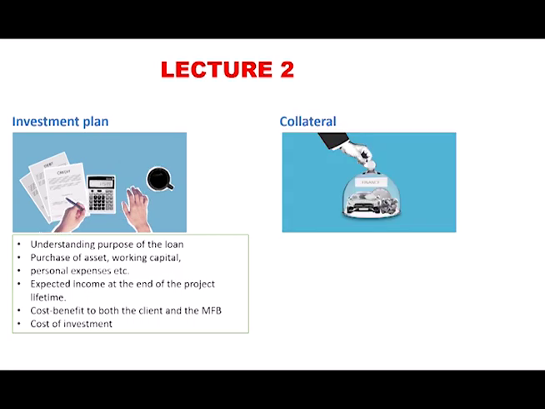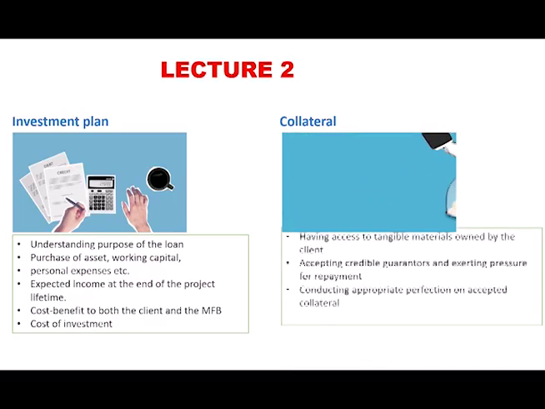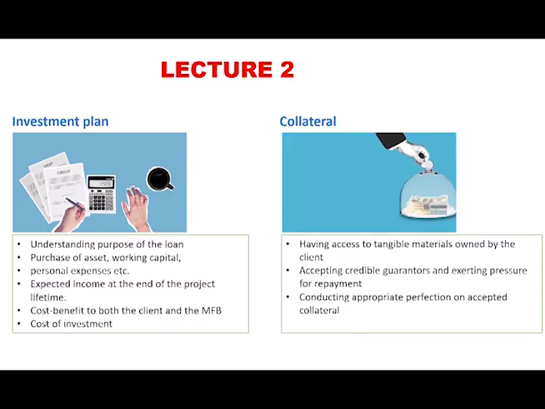4. Collateral. Focus on what can be used to recoup a bad loan should something go wrong. Security for a loan comes in various forms and should be well perfected before loan disbursement. Putting adequate measures in place to recover a loan given out will involve having access to tangible materials owned by the client, accepting credible guarantors and exerting pressure for repayment, and conducting appropriate perfection on accepted collateral.